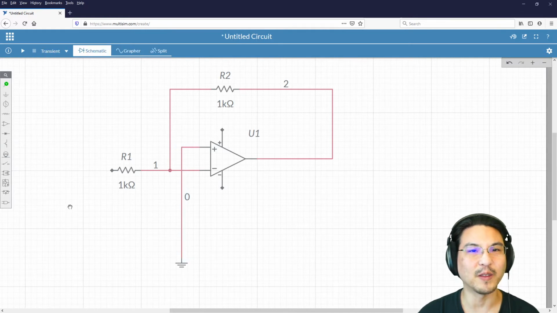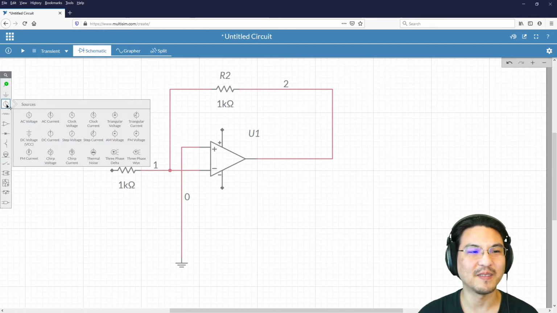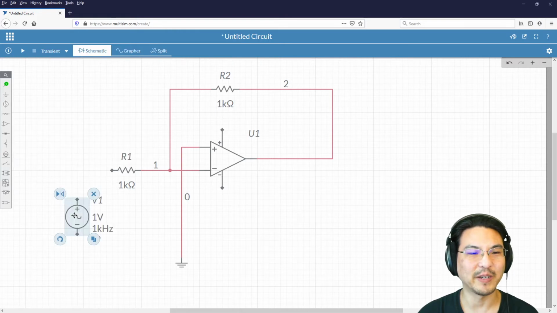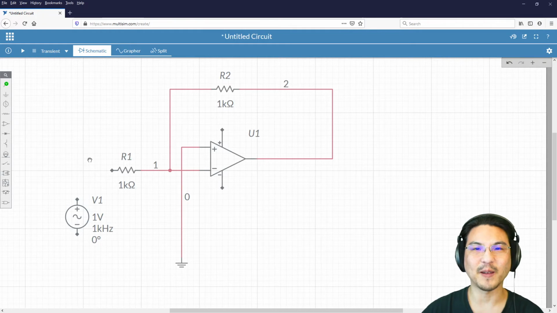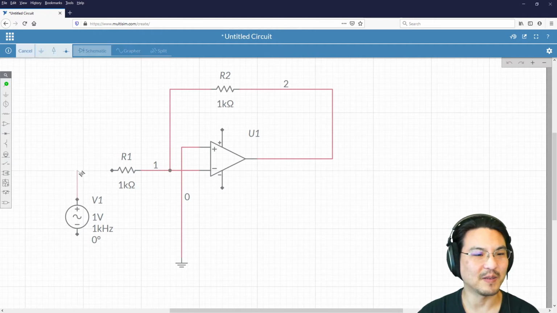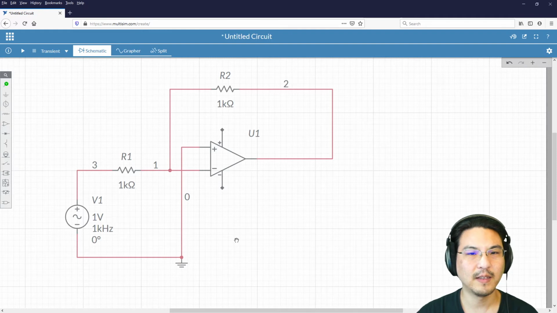Okay, and then now for the input signal, I'm going to grab an AC voltage source because we want to test when you have a positive voltage on the input as well as a negative. So we'll just let the AC input do a sinusoidal sweep. Okay, so this here, then the other side ties to ground. Okay, so about this, let's talk about it in a second.